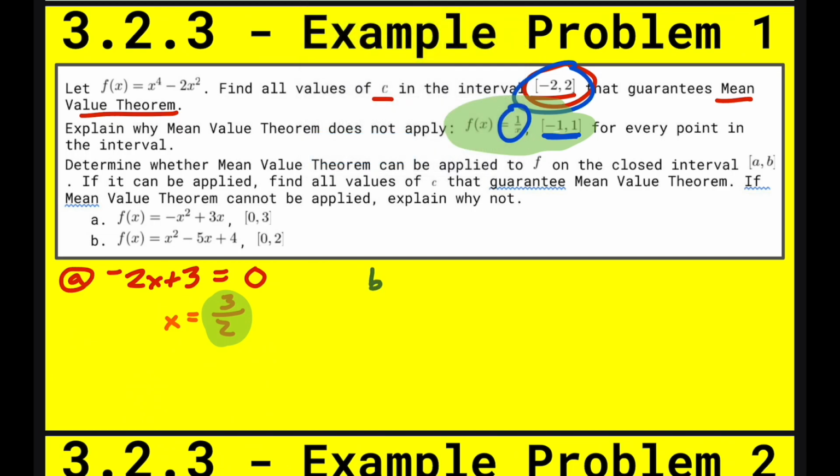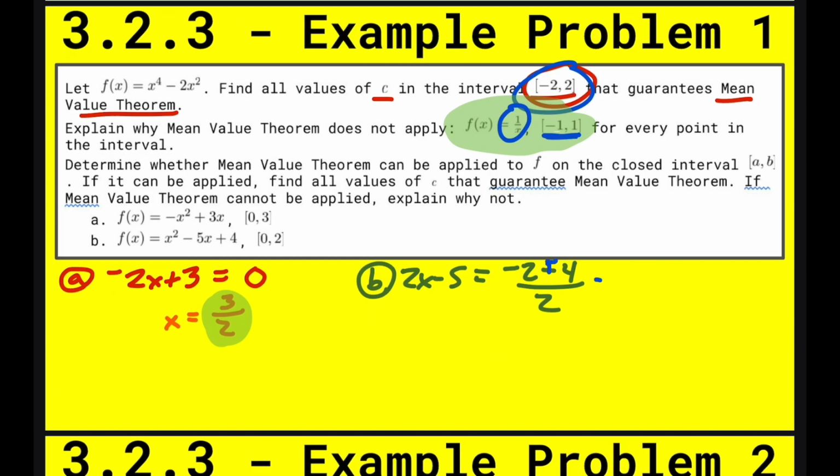For part B, we're going to do the same thing. We're going to do the derivative. We're going to set it equal to the slope of the endpoint. So f of 2, if you plug a 2 in there, you're going to get 4 minus 10 is -6 plus 4 is -2. Minus, plug in 0, you're going to get 4 divided by 2 minus 0, which is just 2.